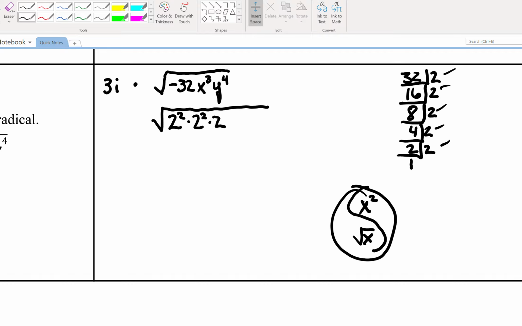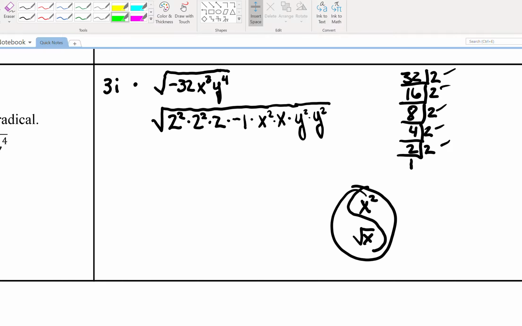And so if I have 2 squared inside the square root, they're going to cancel each other out, leaving just a 2. So I can write this as 2. Oh, let's finish writing this out. So the negative on the 32 is times negative 1. And then x cubed is going to be x squared times x, and y to the fourth would be y squared times y squared.